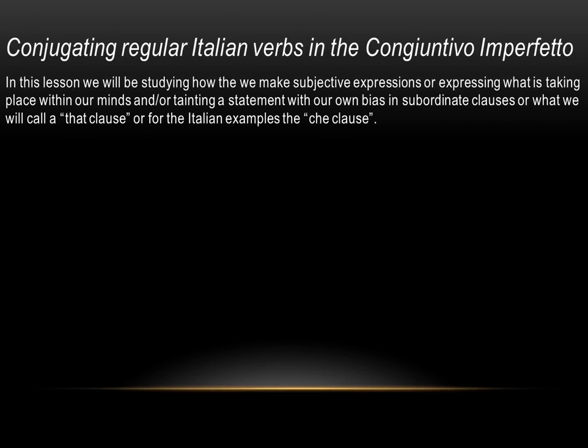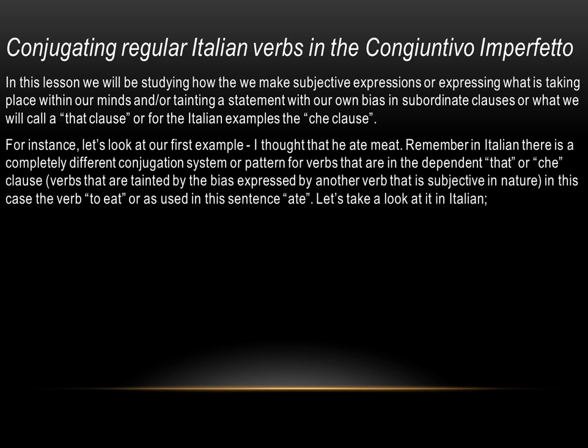In this particular lesson, we'll be studying how we make the subjective expressions, or expressing what is taking place within our minds and or tainting a statement with our own bias, in a subordinate clause, or what we will call that clause, or, for the Italian examples, the che clause. For instance, let's look at our first example. I thought that he ate meat. Remember, in Italian there is a completely different conjugation system or pattern for verbs that are in the dependent that or che clause. Verbs that are tainted by the bias expressed by another verb that is subjective in nature.